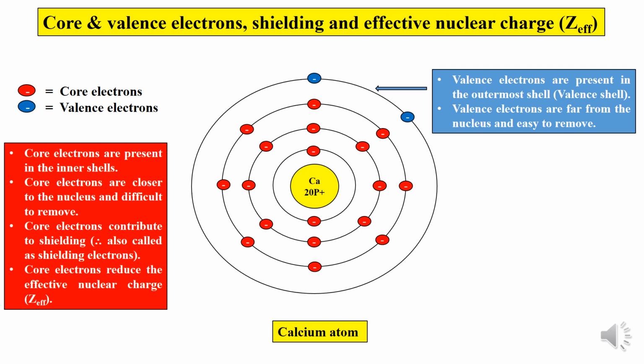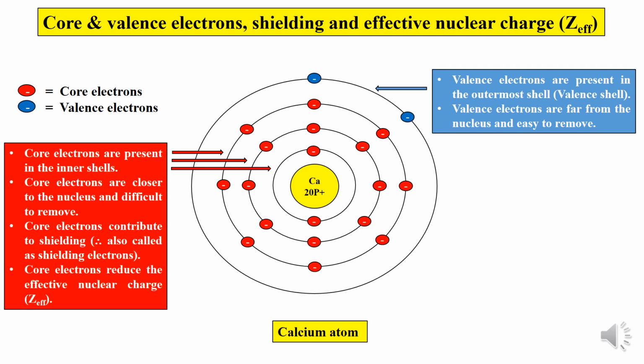Now what about the core electrons? Core electrons are those electrons that are present in the inner shells. Core electrons are closer to the nucleus and difficult to remove. So why is it difficult to remove the core electrons? Because the core electrons present in the inner shells experience a strong attractive force towards the positively charged protons, and therefore it is difficult to remove. And core electrons are also called shielding electrons because they contribute to shielding.